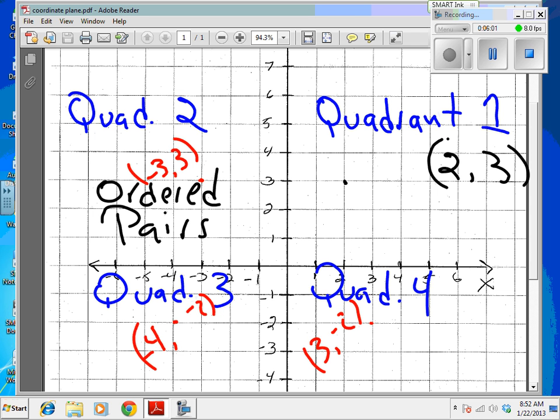Quadrant 3, what are you going to tell me about quadrant 3? Kristen? Both numbers in quadrant 3 will be negative. And how about quadrant 4? John? X is positive and Y is negative. By knowing what numbers you'll find in the quadrants, if you see a set of ordered pairs, you automatically will know which quadrant to go into. Everybody understand that? Yes or no? Any questions on that?